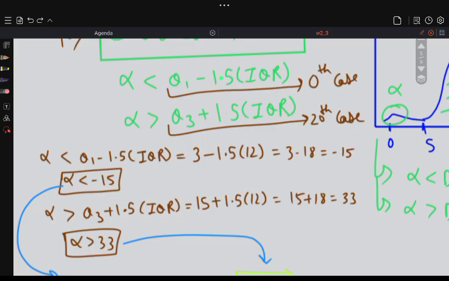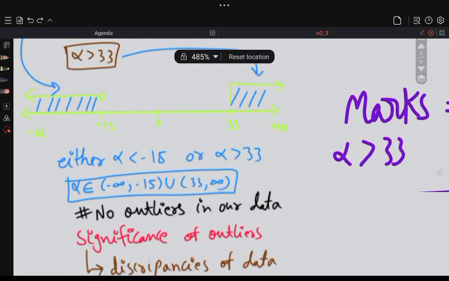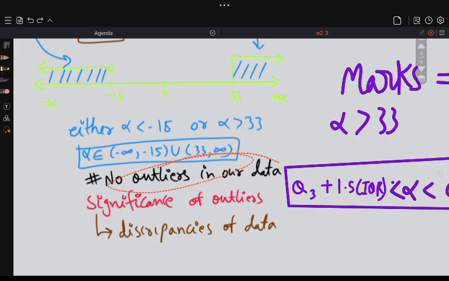To calculate the second outlier, we will use the same formula with Q3. Here in this case it will be Q3 instead of Q1, and instead of subtraction there will be addition. So Q3 plus 1.5 times the IQR, and after solving we get 33. 33 is also not possible, as the maximum score was 20 only. So in our case there will be no outlier in our data, as we calculated.